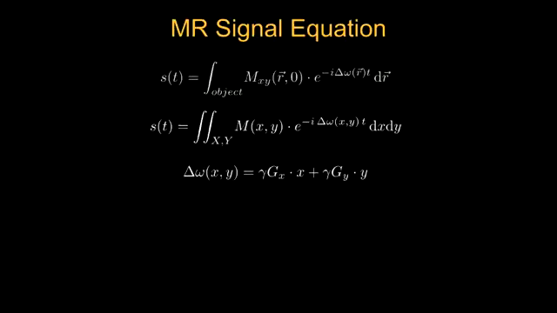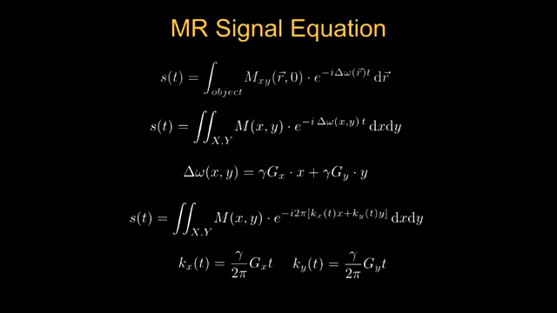So the xy gradient will be defined as gamma times Gx times x plus gamma times Gy times y. Once that's done, you plug in everything and define kx to be gamma over 2 pi Gx times t, and ky to be gamma over 2 pi Gy times t, which is very similar to what we defined previously in the small tip approximation.